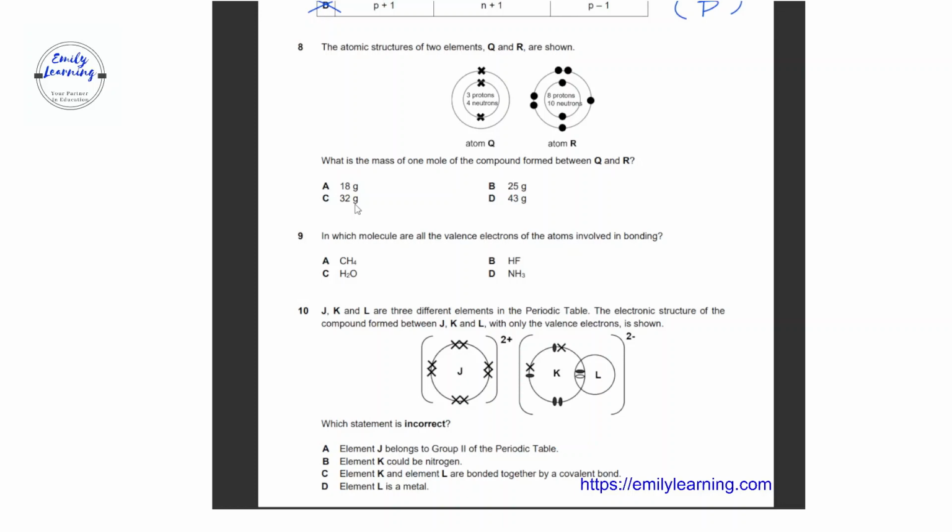Next, let's move on to A. The atomic structure of two elements Q and R are shown. What is the mass of 1 mole of the compound formed between Q and R? Okay, so before we can find the mass, we first need to find what is the formula.